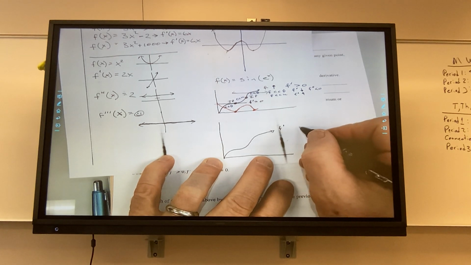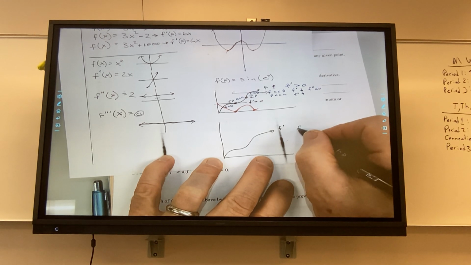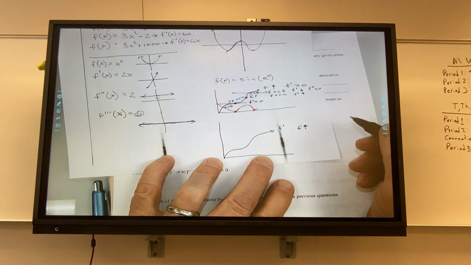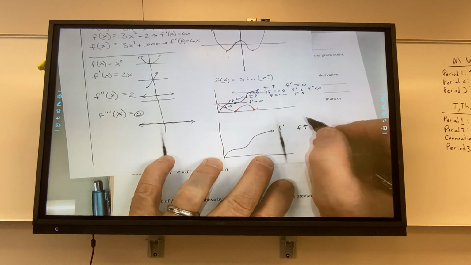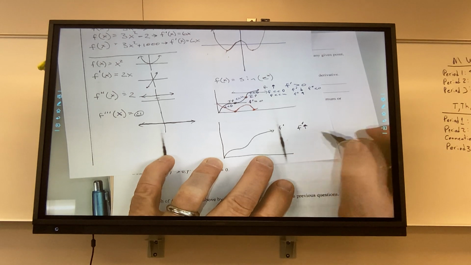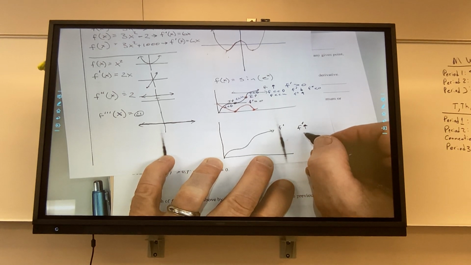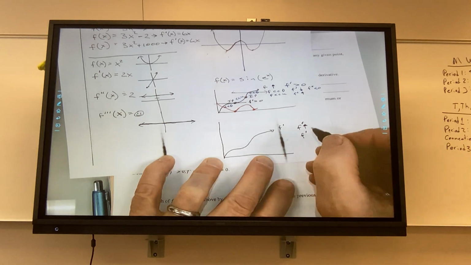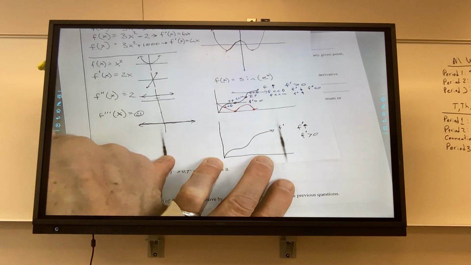What can you tell me about f prime? Is it increasing? It's increasing. The entire time, correct? So that means f prime is increasing. And what else can you tell me? It's increasing, everybody agree? What else? It's positive. Those are the two things you can tell me.